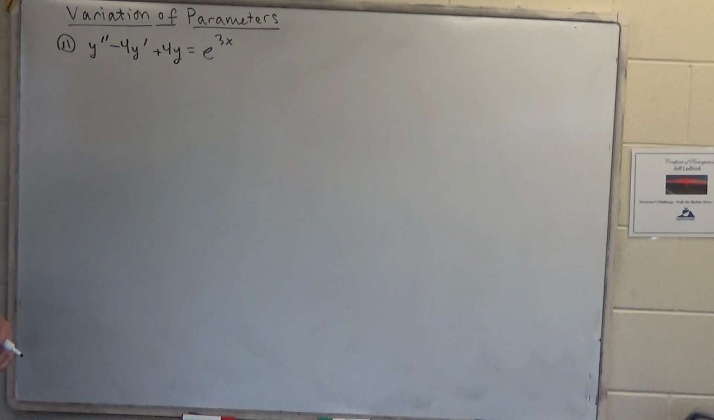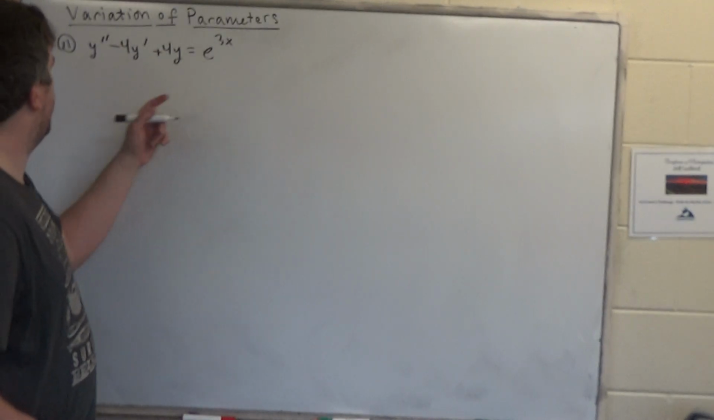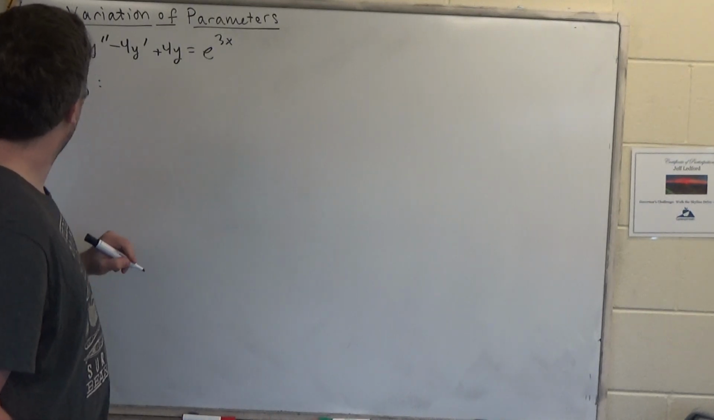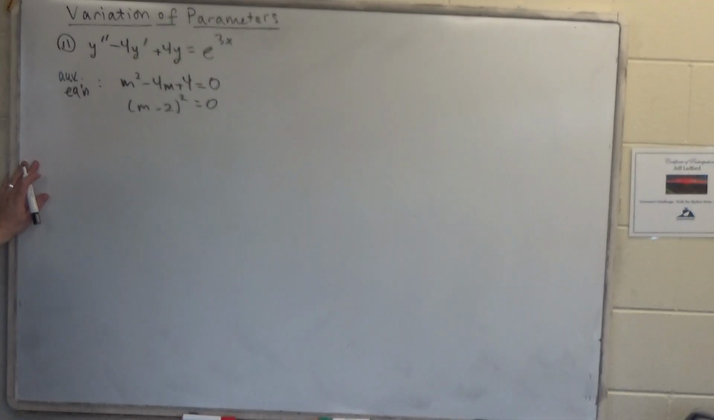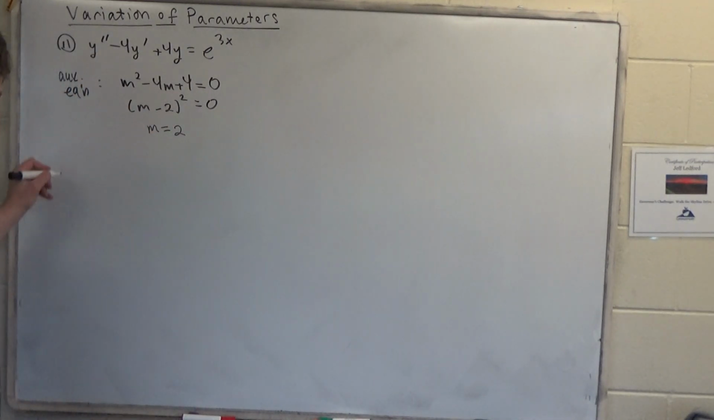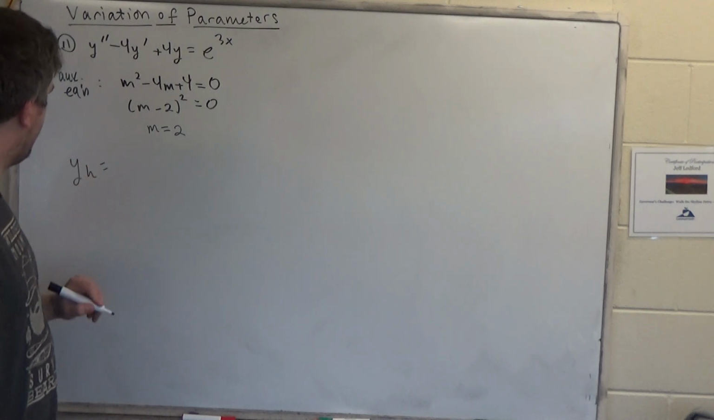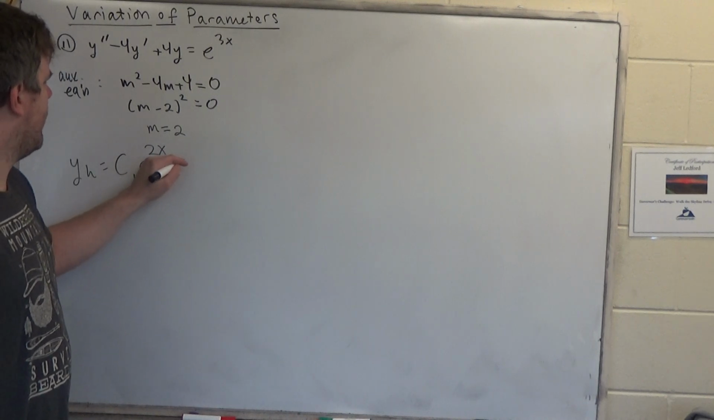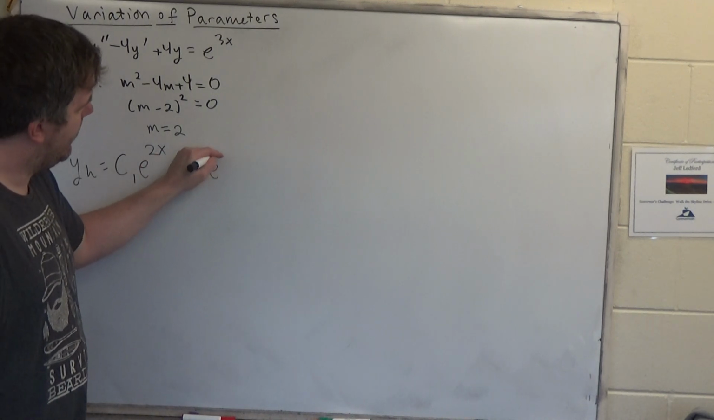Now, just as in the first order case, we want to start with the auxiliary equation and the homogeneous solution. So here we have m squared minus 4m plus 4 equals 0, which is actually a perfect square. It's m minus 2 quantity squared equals 0. So this tells us that we have a repeated root of 2. So our homogeneous solution should be C1 e to the 2x plus C2 x e to the 2x.